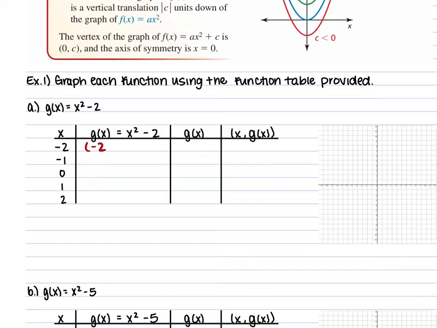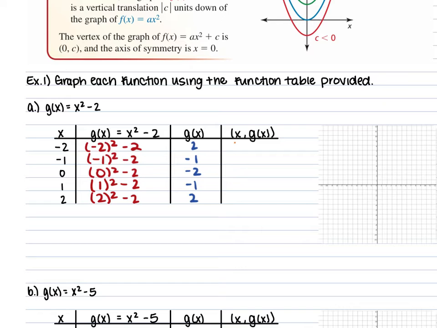So we're going to have negative 2 squared minus 2, negative 1 squared minus 2, 0 squared minus 2, 1 squared minus 2, and 2 squared minus 2. The negative 2 squared is 4. 4 minus 2 is 2. We're going to get the same thing when we do positive 2 squared minus 2. Negative 1 squared is 1. 1 minus 2 is negative 1. So we're going to get the same thing with 1 squared minus 2, which is negative 1. 0 squared is 0. 0 minus 2 is negative 2.